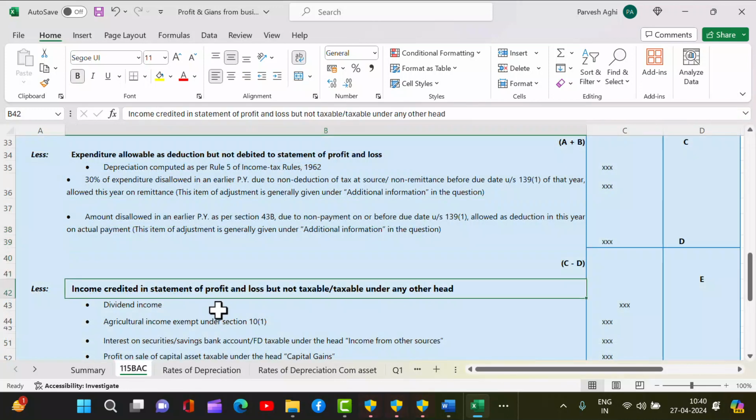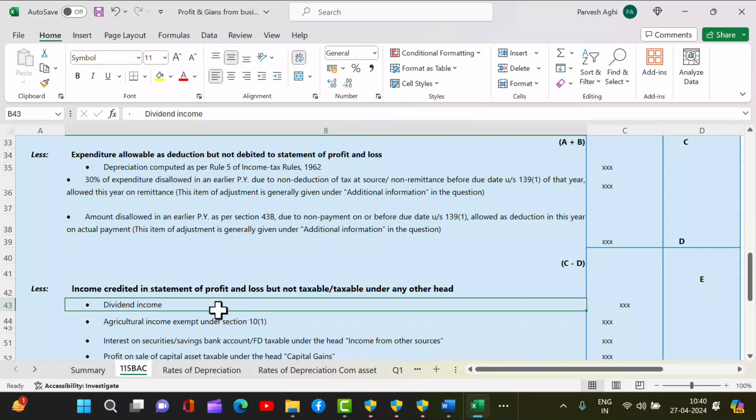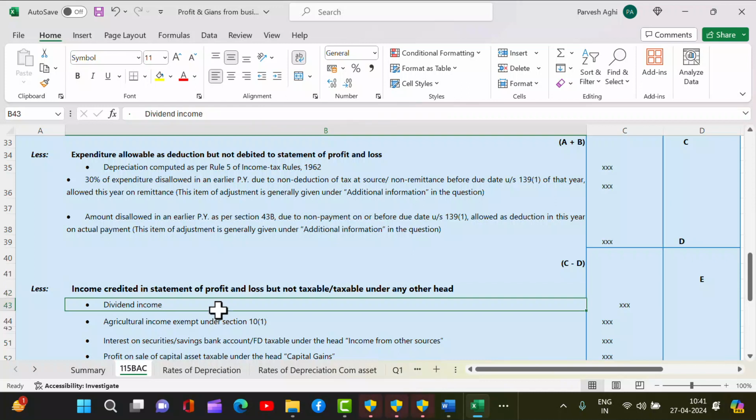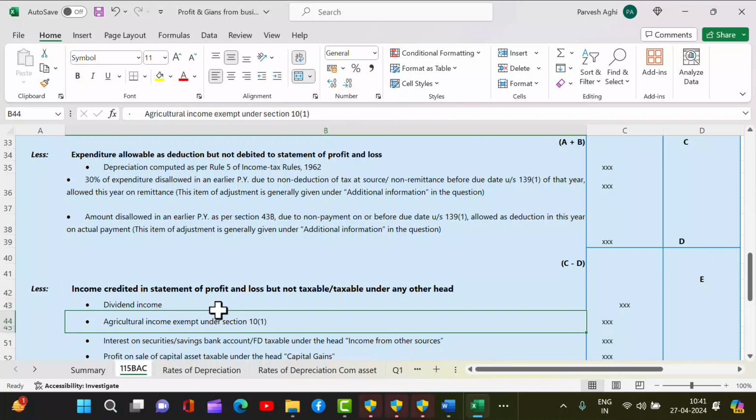What are there? Okay, first one, just read that. Kishore. Income credited in statement of profit and loss, but not taxable under any other head. Dividend income. Agricultural income exempt under section 10(1). Okay. Now, suppose you have credited your dividend income, so you need to reduce that because that is not the income taxable under the income from business or profession.